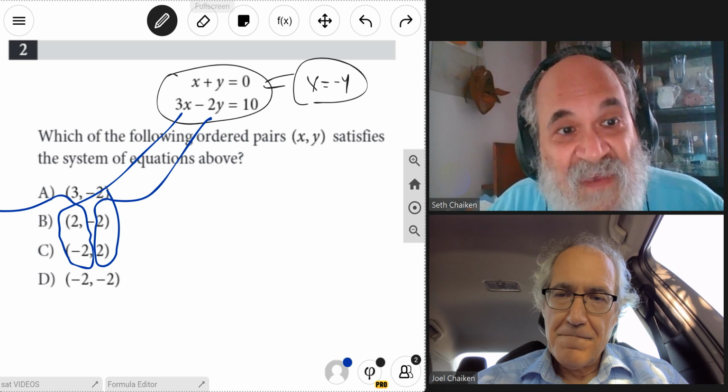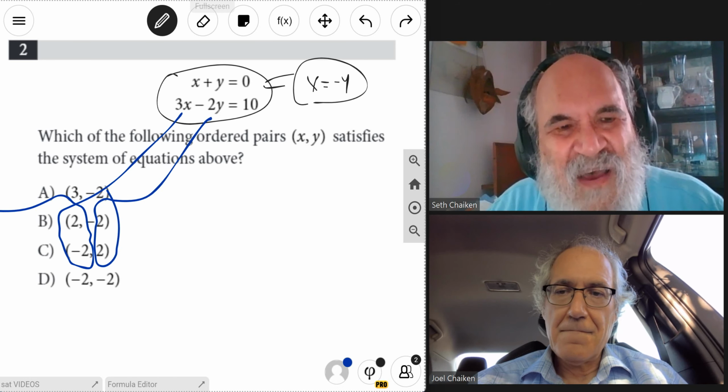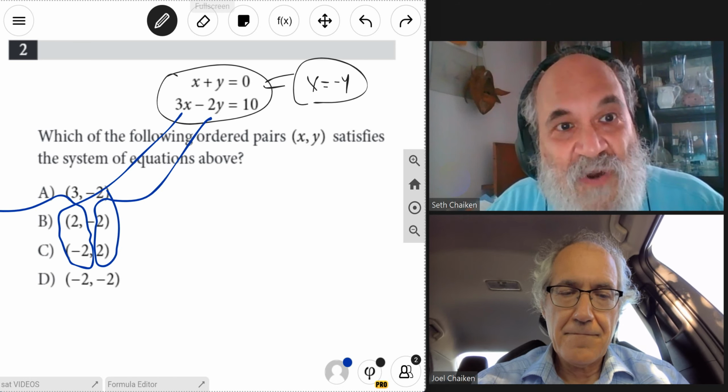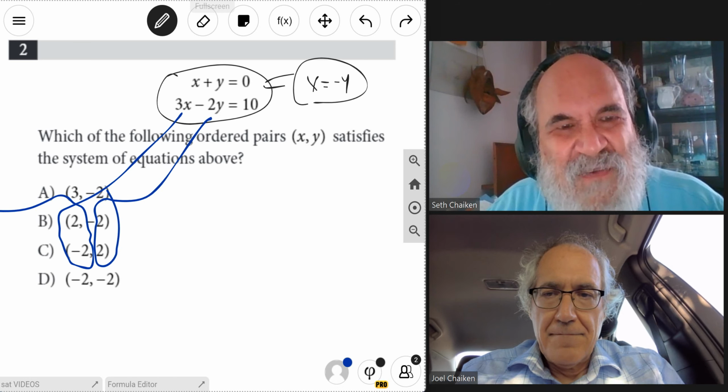C is not the answer because you get the opposite sign for the value of 3x minus 2y.